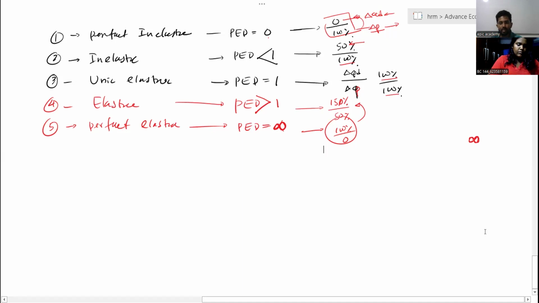Okay, right. Now we can identify the shape of the curve with the calculations. I will describe one by one.